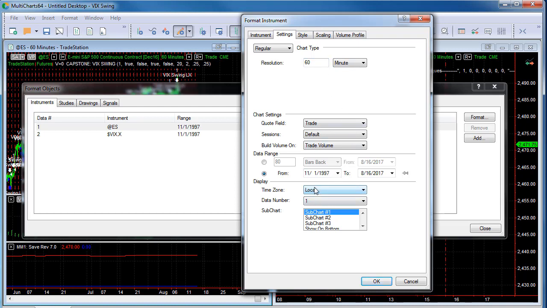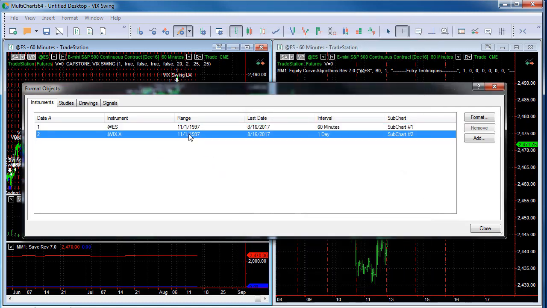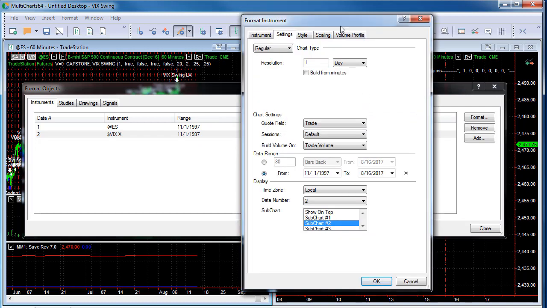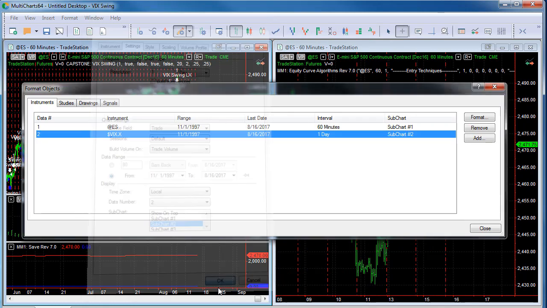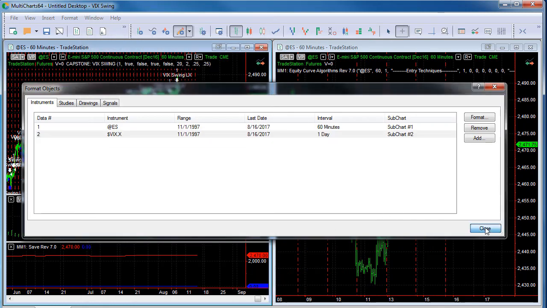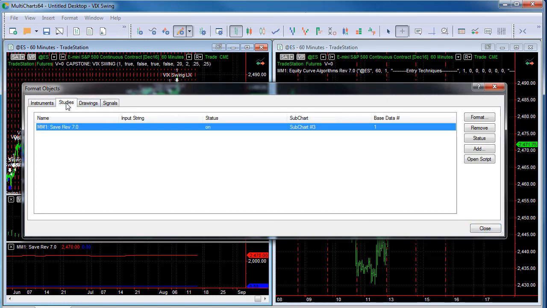Local time zone, you can't use exchange because the E-mini S&P and the VIX are in two different exchange time zones. The exchanges for those are two different time zones, so you have to use the local time zone. For VIX, we're using 1 day, and you see 1 day here, default session, and that is how to set up for the data. Now let's take a look at the study.